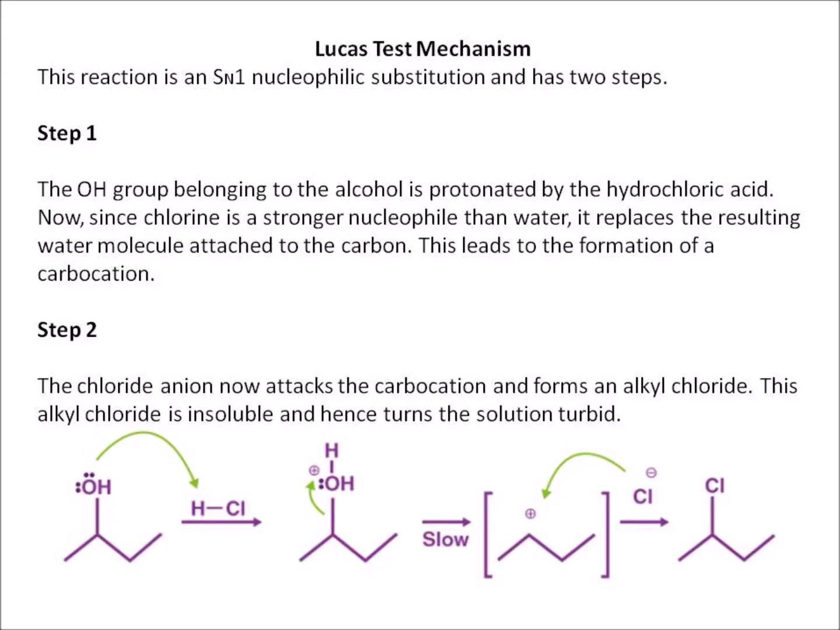The mechanism of Lucas test is SN1 nucleophilic substitution reaction and has two steps. In step 1, the OH group belonging to the alcohol is protonated by the hydrochloric acid. Now, since chlorine is a stronger nucleophile than water, it replaces the resulting water molecule attached to the carbon. This leads to the formation of a carbocation. In step 2, the chloride anion attacks the carbocation and forms an alkyl chloride. This alkyl chloride is insoluble and hence turns the solution turbid or forms a white precipitate.